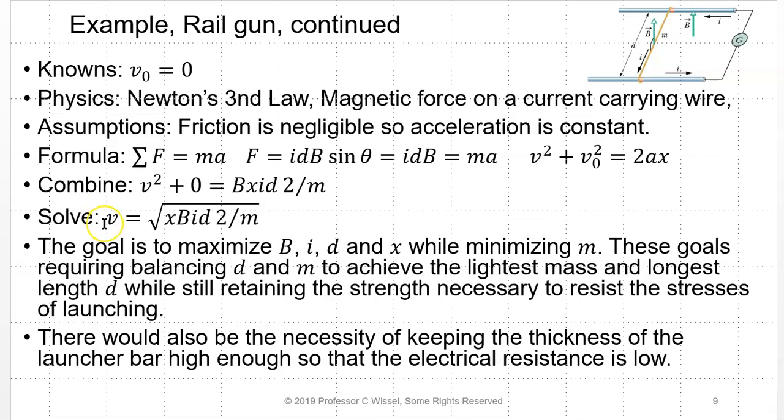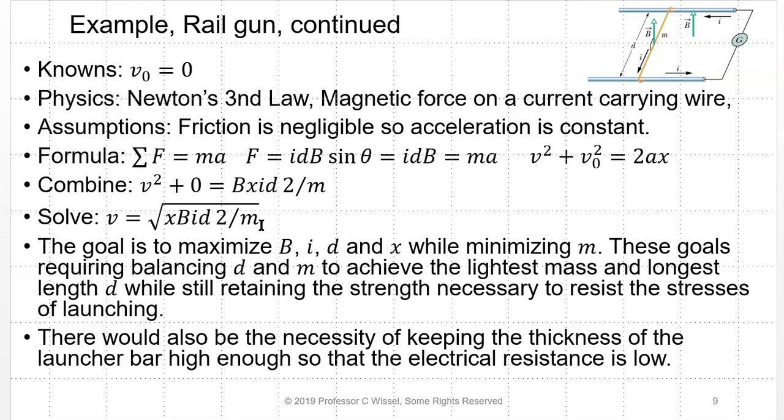We want to make V as big as possible. So we need to maximize everything on the top here. So we need B, I, D, and X to all be maximum. And we want this mass to be as small as possible. Now, these goals actually require balancing D and M to achieve the lightest mass and the longest length D, while still retaining the strength necessary to resist the tremendous stresses of launching.